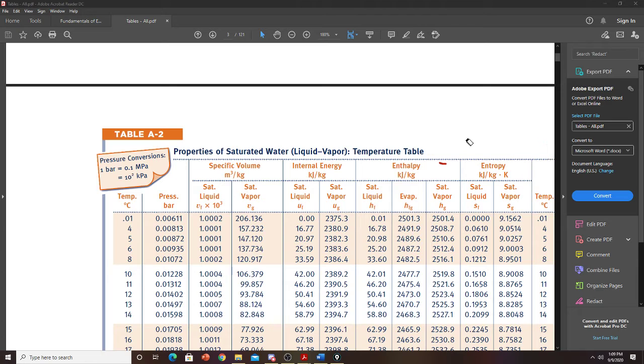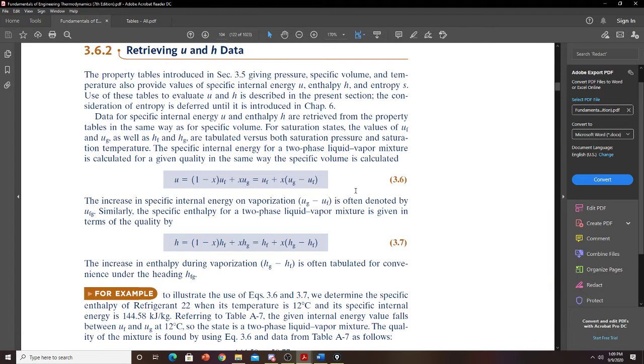But essentially, all equations that have applied so far to finding internal energy and specific volume using quality, they all apply here. Okay, they all apply here.